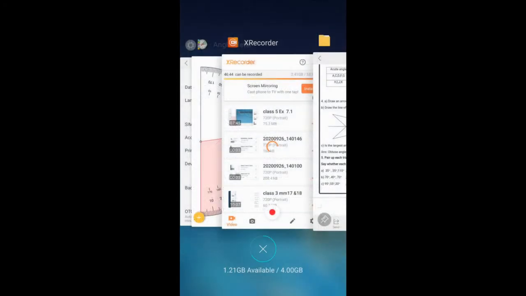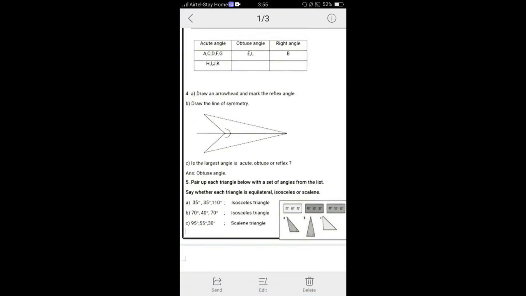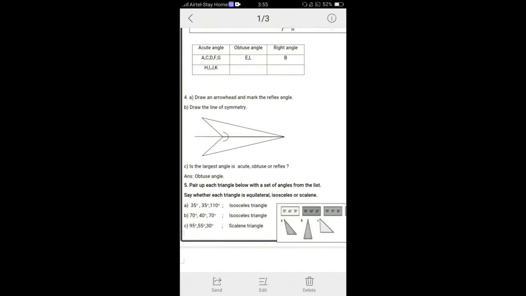You can use a digital protractor, or you can use your geometry box protractor, a plastic protractor, whatever we use to draw and measure angles.